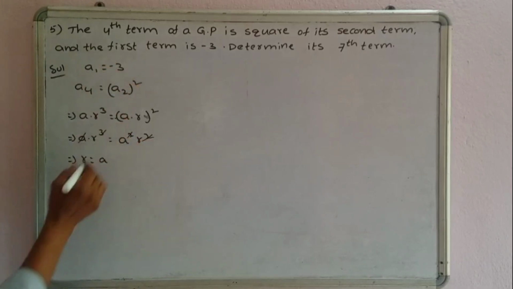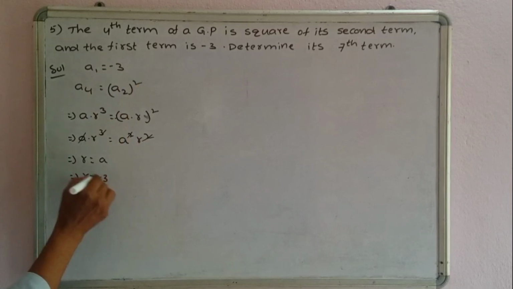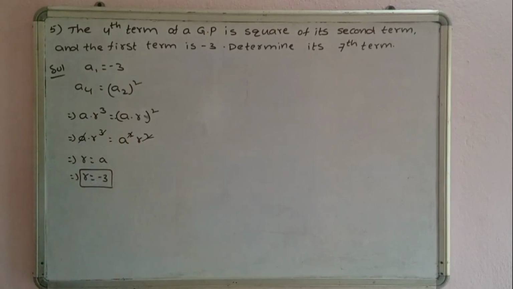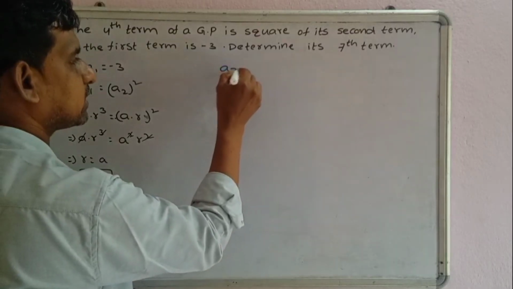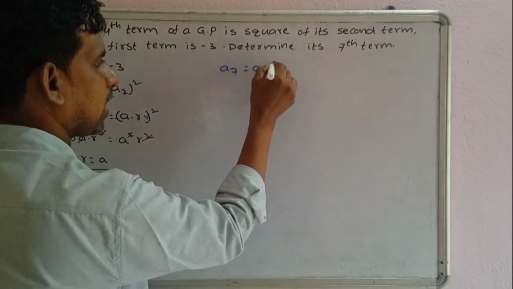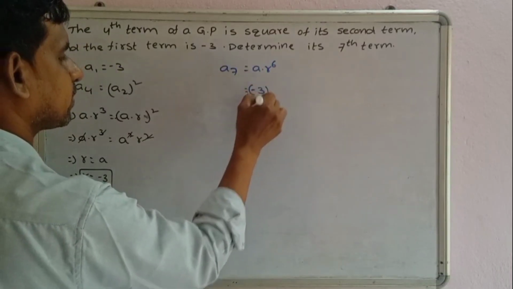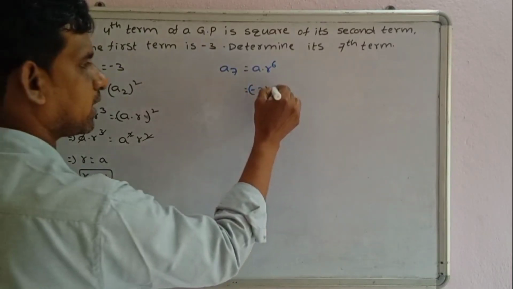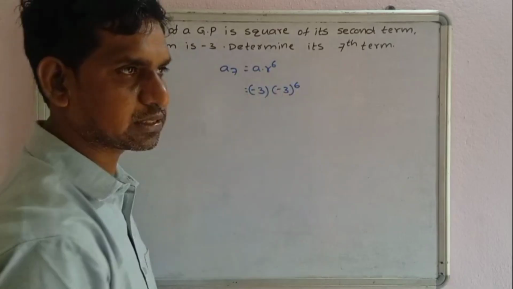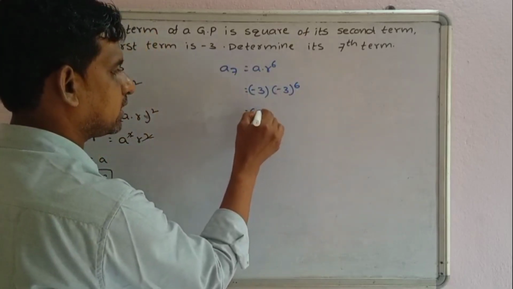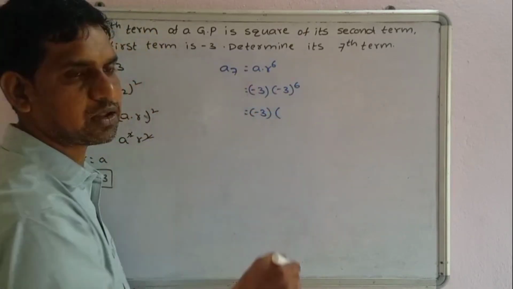But we know that a value is minus 3, so r equals minus 3. Now we will find the seventh term. So a7 is nothing but a into r power 6. Here the value of a is minus 3, r is also minus 3, power 6. So minus 3 power 6, what is the value?